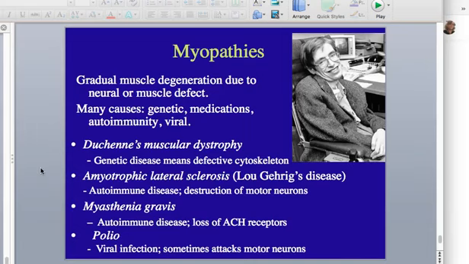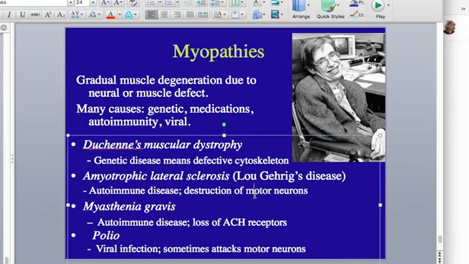So that's a problem. Lou Gehrig's disease is technically called amyotrophic lateral sclerosis. This is where your motor neurons can't function. What motor neurons do is tell your skeletal muscles to contract. If those aren't functioning anymore, then you can't contract certain muscles, and you just start to atrophy.